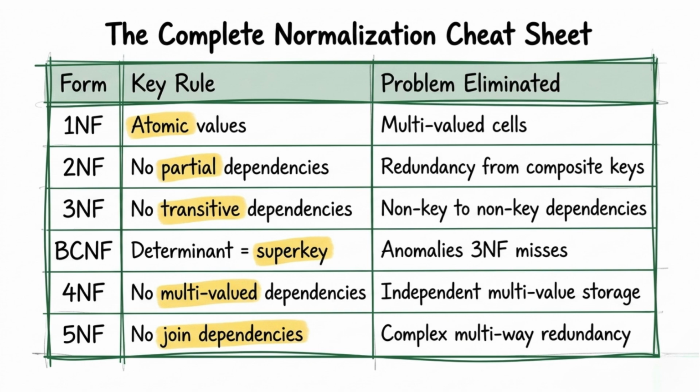The complete normalization cheat sheet. Here's the complete picture in one table. 1NF, atomic values. 2NF, no partial dependencies. 3NF, no transitive dependencies. BCNF, every determinant is a superkey. 4NF, no multi-valued dependencies. 5NF, no join dependencies. Every level, every rule, every problem solved.